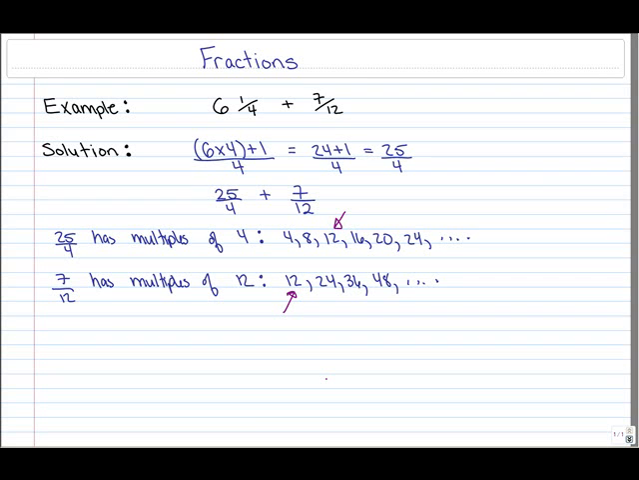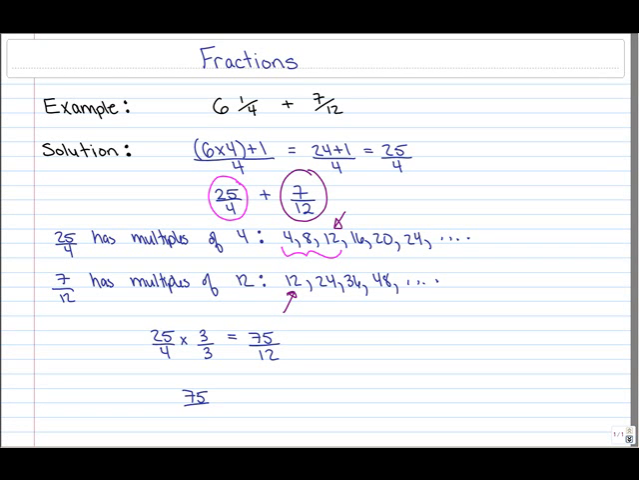Well, since the least common denominator is 12, and this one fraction, 7 over 12, already has that denominator, all we have to do is convert this first fraction to have that same denominator 12, and that would be your least common denominator. Well, here, you would have to multiply that whole fraction by 3 over 3 in order to get that denominator of 12. So 25 over 4 multiplied by 3 over 3 would give me 75 over 12. Now we can easily add the two fractions.